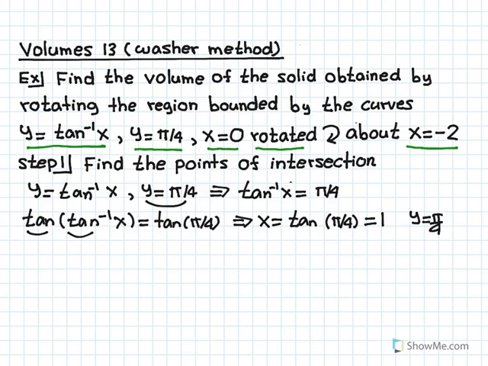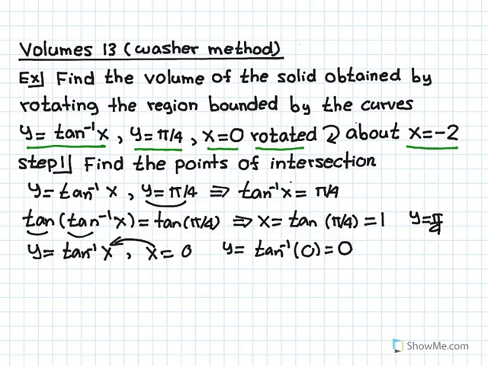All right, now let's look at y equals tan minus 1 x and x equals 0. So plug in x equals 0 here, and we get y is equal to tan minus 1 of 0. What is arctan of 0? Well, this is saying what is the angle whose tangent is 0? Well, tangent of 0 is 0, so the answer is 0. So we have x equals 0, y equals 0.